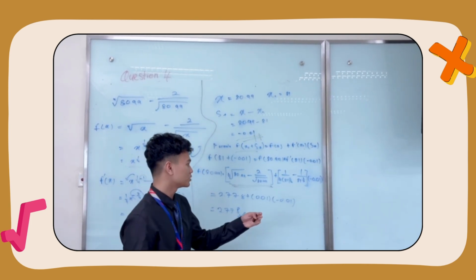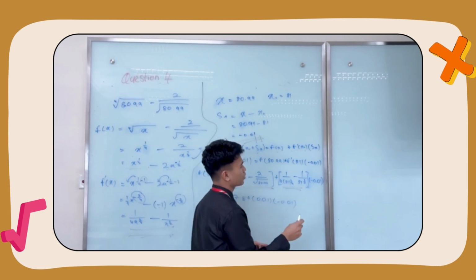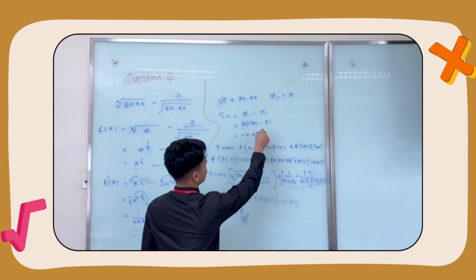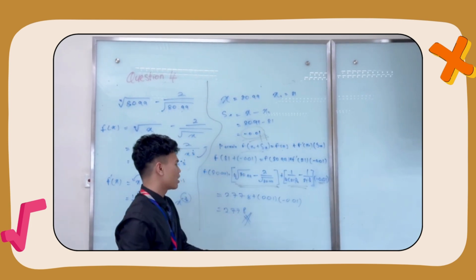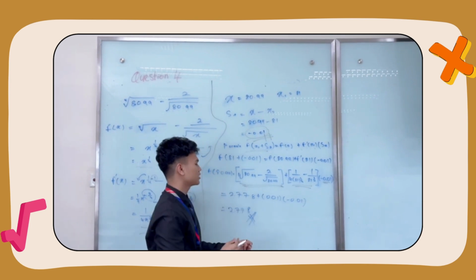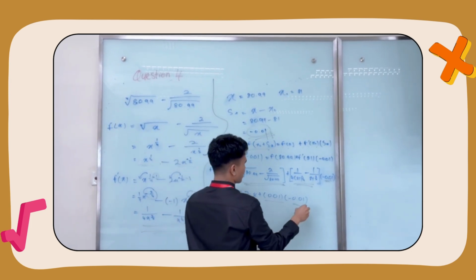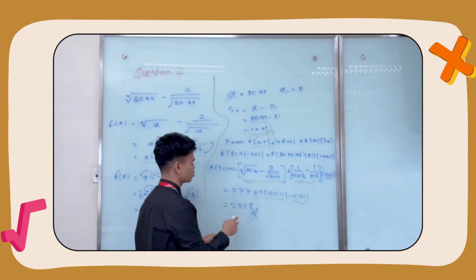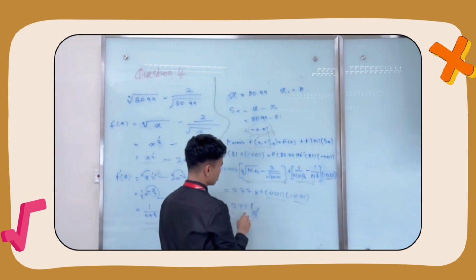Okay, for the next one, we fill in like this. And don't forget about the delta x, which is negative 0.01, which is from this one. After that, we need to find the final answer. So use your calculator to get this answer. And then we just plus minus, and the final answer we should get is 2.778.